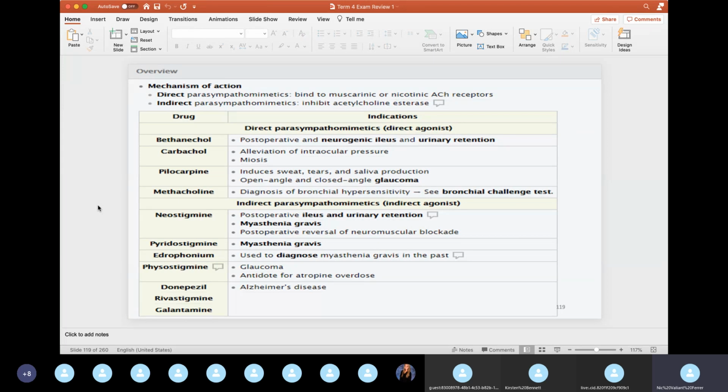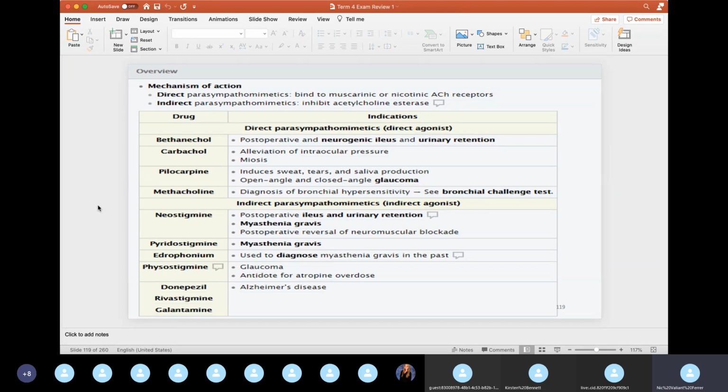Okay. Direct parasympathomimetics and indirect parasympathomimetics. Direct, they bind directly to muscarinic or nicotinic receptors. Indirect, they inhibit acetylcholinesterase. So let's look at direct parasympathomimetics. Bethanechol, it is used for neurogenic ileus and for urinary retention. Post-op, right? Patients, they cannot urinate. They have urinary retention. You give bethanechol.